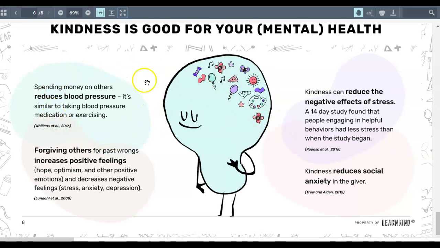Spending money on others reduces blood pressure, similar to taking blood pressure medication or exercising. And again, I don't just consider this spending money, because we don't have a lot of money. Like, I don't have a lot of money to spend on other people, but I do enjoy it when I can buy things for other people.